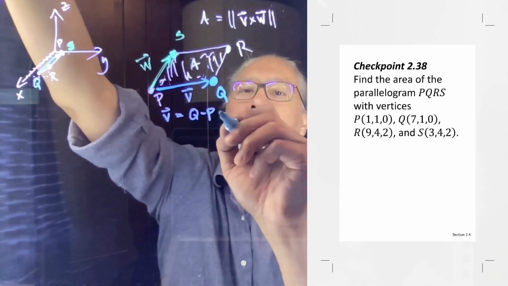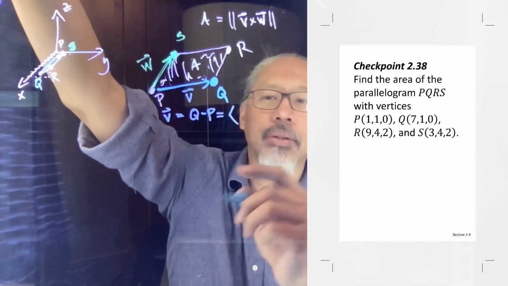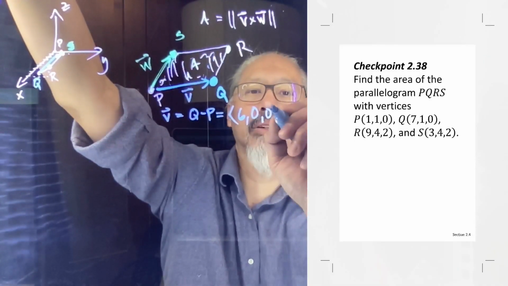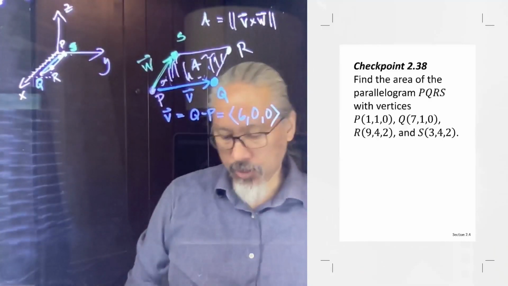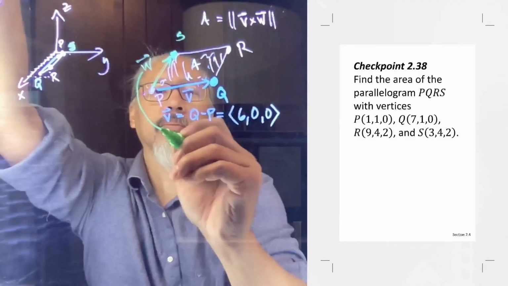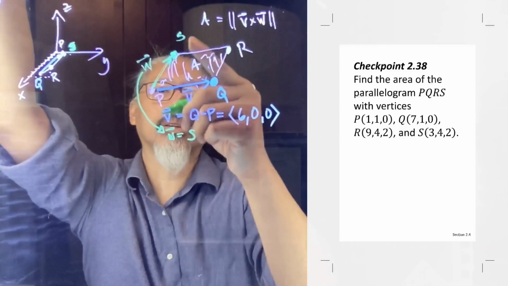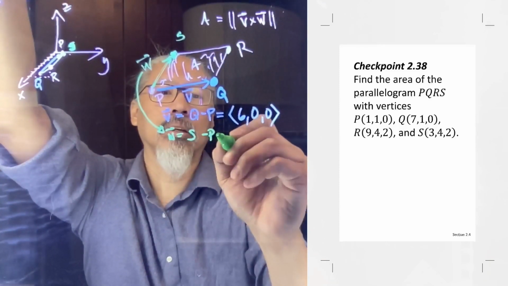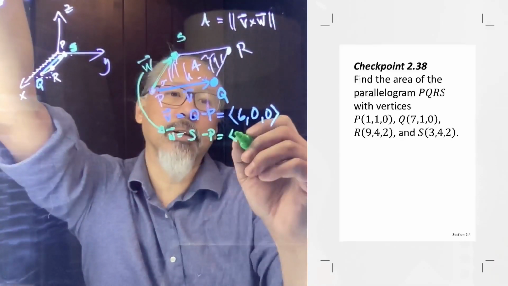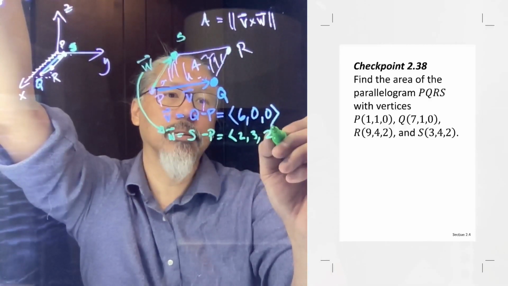Q is (7, 1, 0) and P is (1, 1, 0). So 7 minus 1, 1 minus 1, and 0 minus 0, giving us our vector V. Now let's find our vector W, which is S, the head, minus the tail, P. S is (3, 4, 2), so 3 minus 1 is 2, 4 minus 1 is 3, and 2 minus 0 is 2.